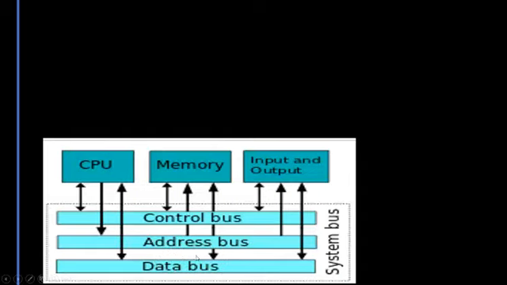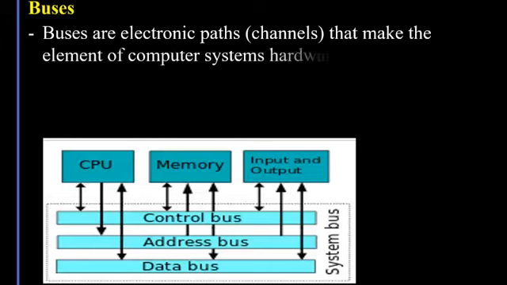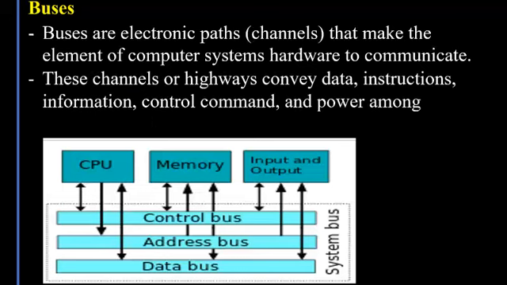Data bus provides the channel where the data item can move for any particular purpose, maybe for processing or for output or for storage. So we need the data bus for that very purpose. So we say buses are electronic paths or channels that make the elements of computer system hardware communicate. These channels or highways convey data, instruction or information, control command, and power among communicating elements.